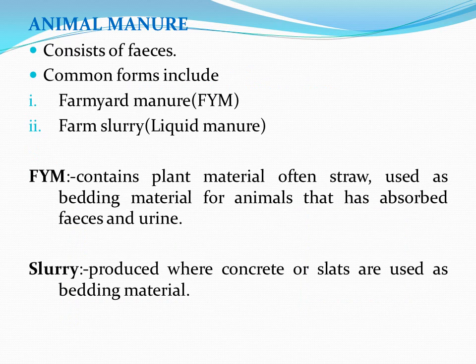Now what is animal manure? Animal manure, as I told you, consists of feces of animals. There are two common forms of animal manure. First is the farmyard manure, second is the farm slurry or liquid manure. Now farmyard manure contains plant material, for example straw, which is used as a bedding material for animals. And this straw has absorbed the feces and urine of animals. Now farm slurry is produced where instead of straw, concrete or slates are used as bedding material.